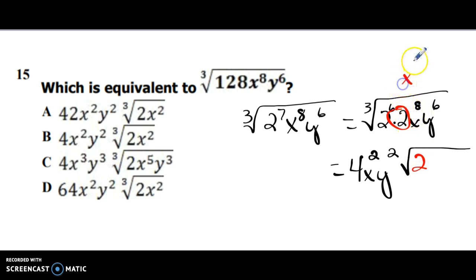Remember, I separated the x to the 8th to x to the 6 times x squared. X to the 6 came out, so I have an x squared left. Y to the 6 divided out evenly. So what I ended up having left is 4x squared y squared times the cube root of 2x squared.